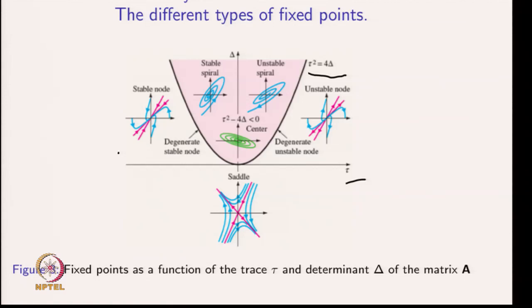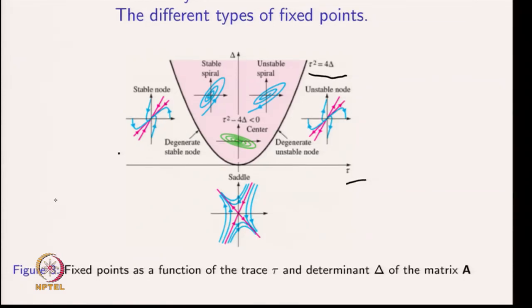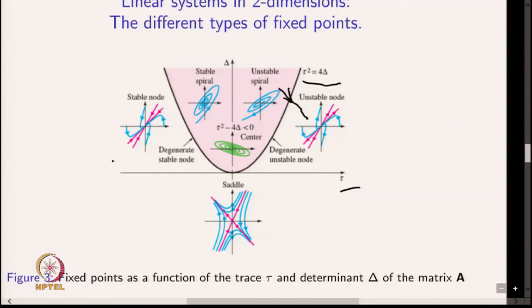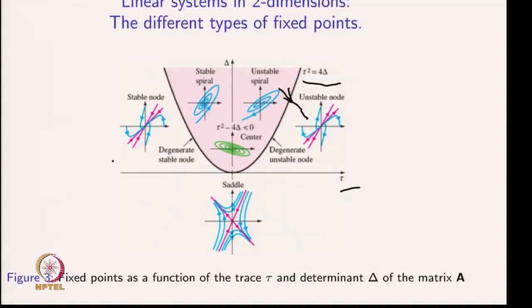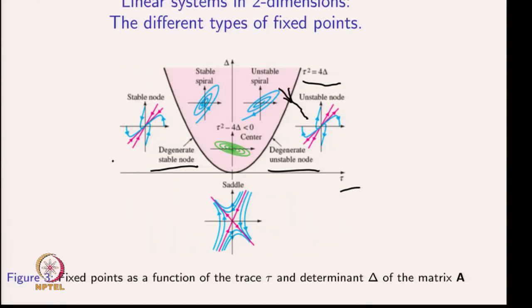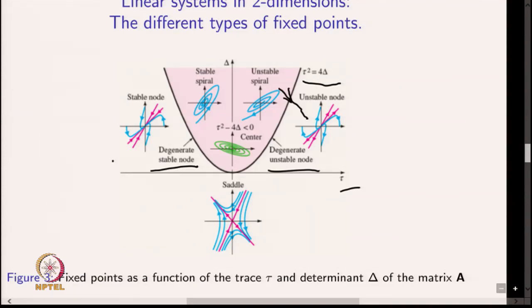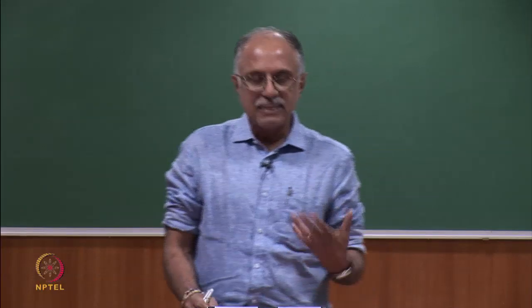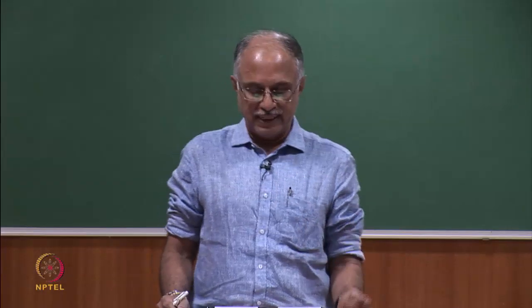Along the line, you have a transition from the unstable spiral to the unstable node, and on this particular line tau squared is equal to 4 delta. Occasionally you will have exceptional behavior. These are the degenerate stable nodes and the degenerate unstable nodes. In the same way, of course, being on this line tau is equal to 0 is also exceptional. So, in a sense, centers are also exceptional behavior.